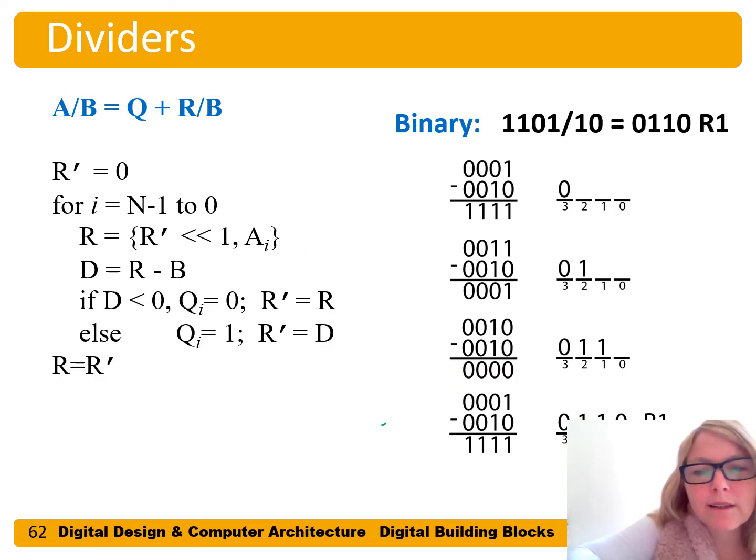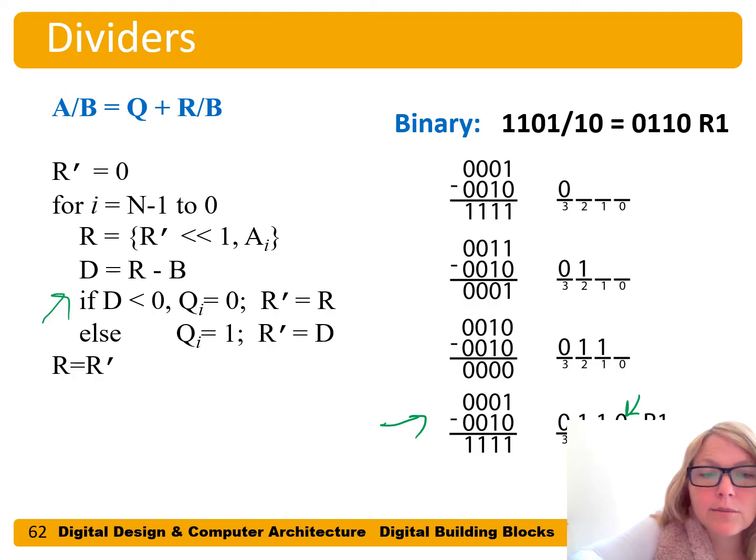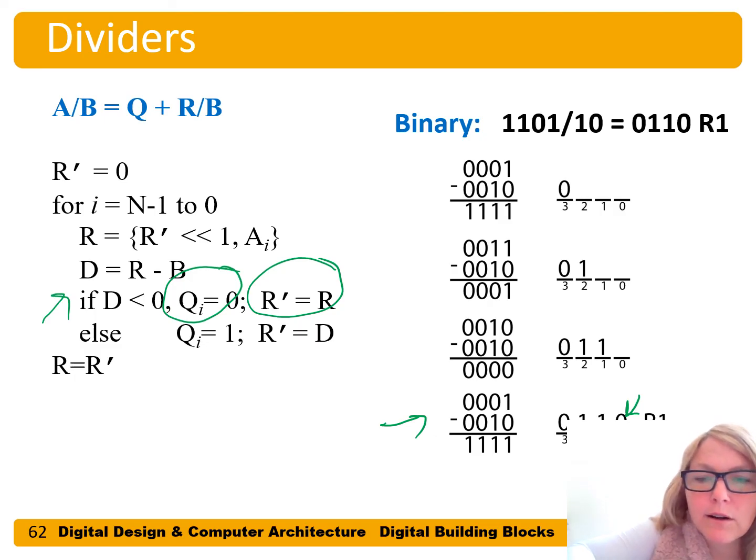Again, we're now at this stage, 0, 0, 0, 1. We perform that difference. 1 minus 2, is it less than 0? Yes, it is. Our last quotient bit is 0. Q sub 0 is 0, and then R prime is equal to R. It's just equal to that.